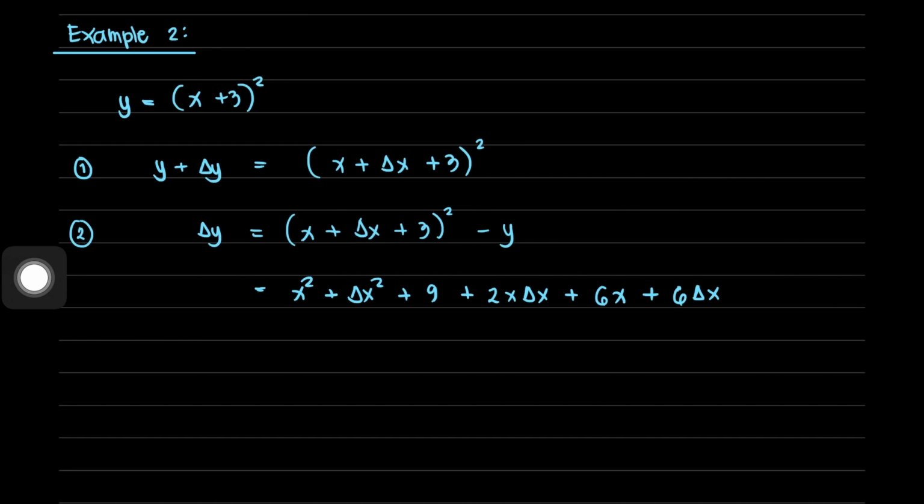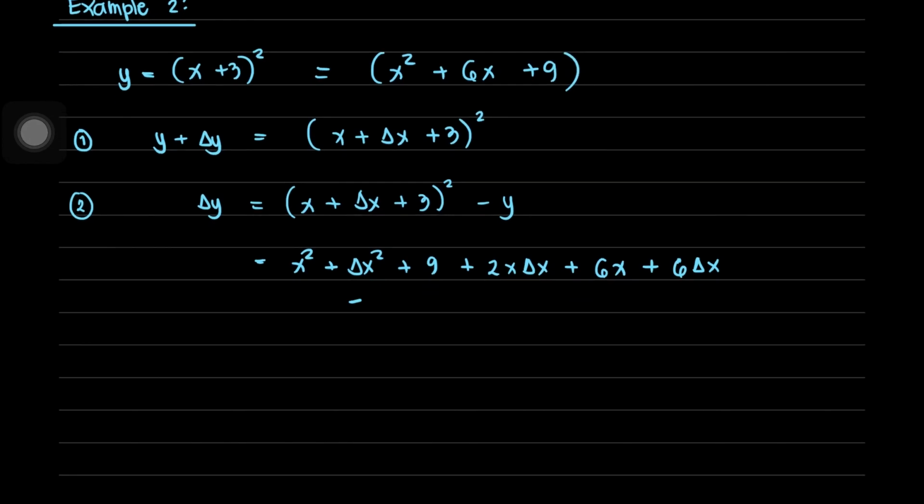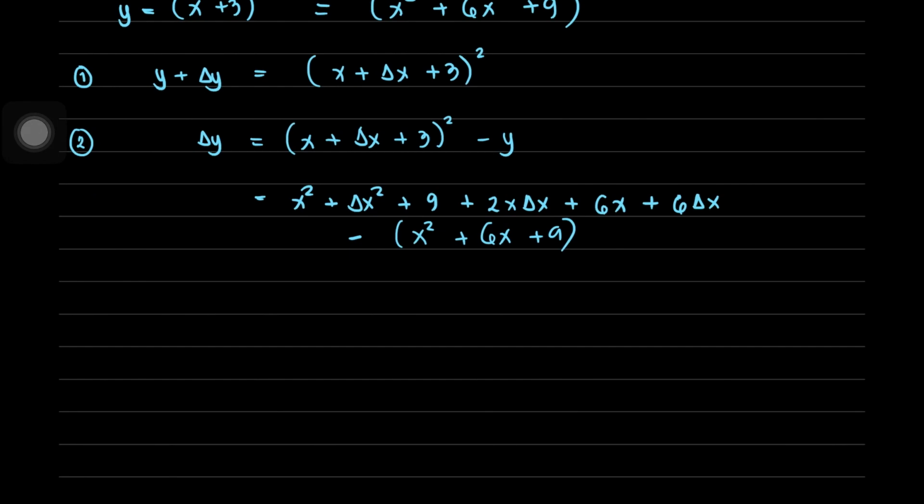Right? So minus, let us not forget our y here, and y is equal to x plus 3 quantity squared. And the expansion of x plus 3 squared is x squared plus 6x plus 9. So we have negative x squared plus 6x plus 9. Now for step number 3, we're going to transform the right side, and express delta x explicitly as a factor. And to do that, let's first simplify this one.